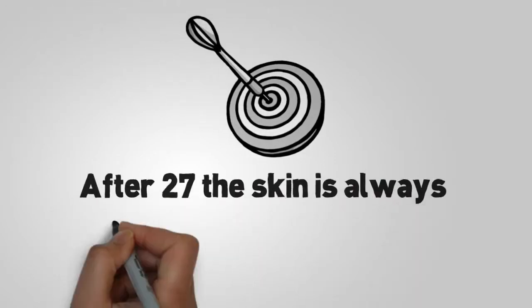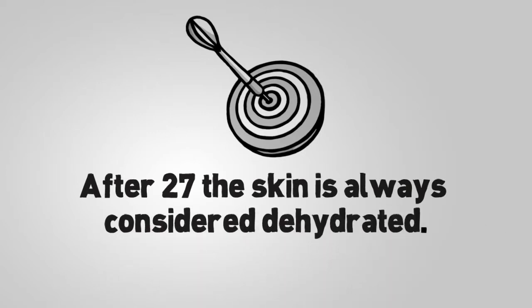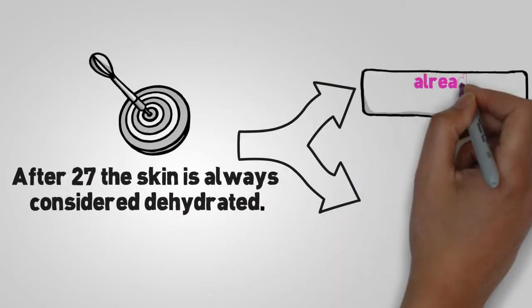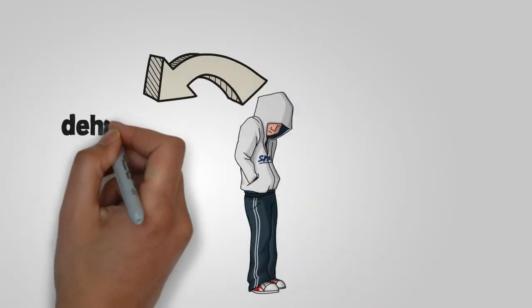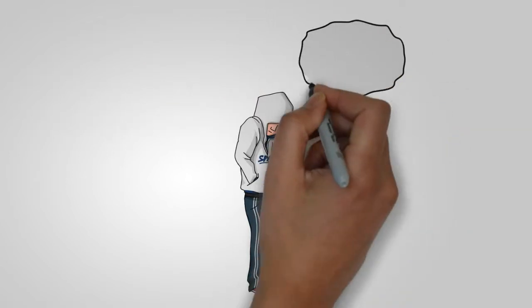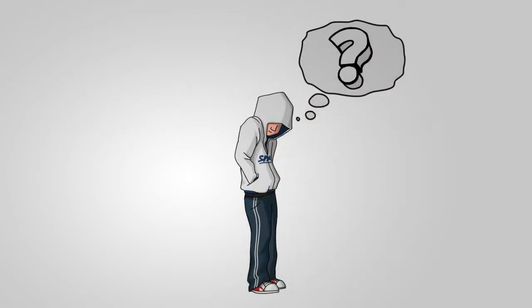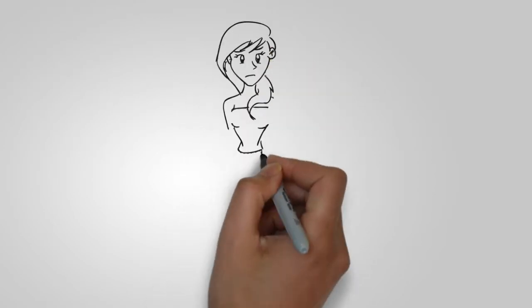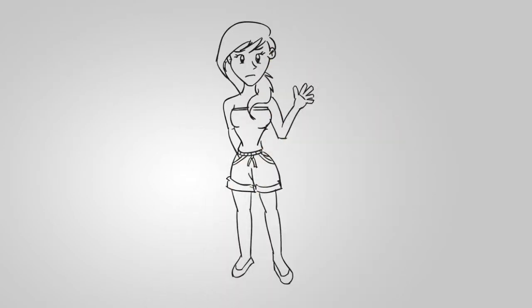So the simple rule is, after 27, the skin is always considered dehydrated. It's either already dehydrated or on the way. Till 27, it may be dehydrated or not, but you should not worry about it. But why shouldn't you worry about dehydration before 27? Because we worry about it.